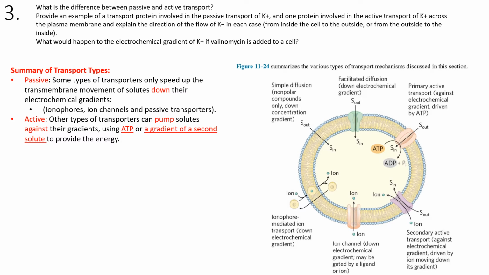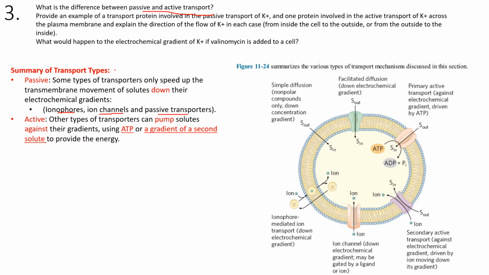Okay, for number 3, what is the difference between passive and active transport? So here I have a summary of transport types. Passive: some types of transporters only speed up the transmembrane movement of solutes down their electrochemical gradients. Some examples are ionophores, ion channels, and passive transporters.